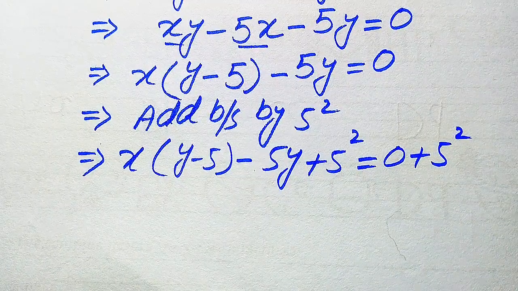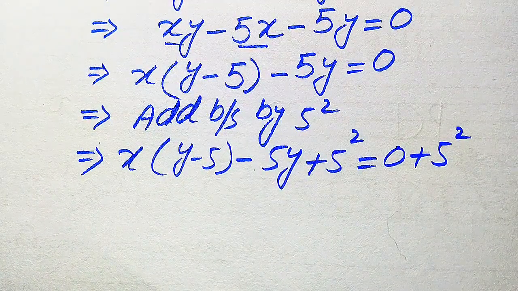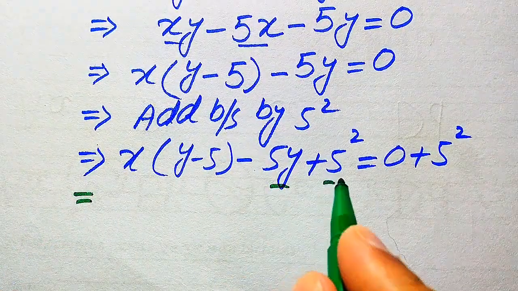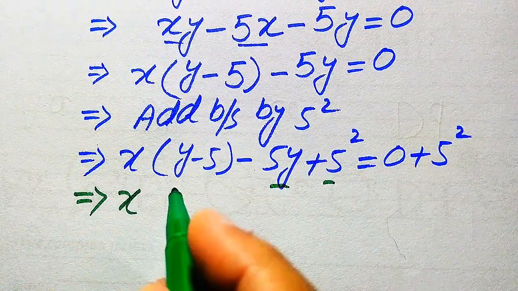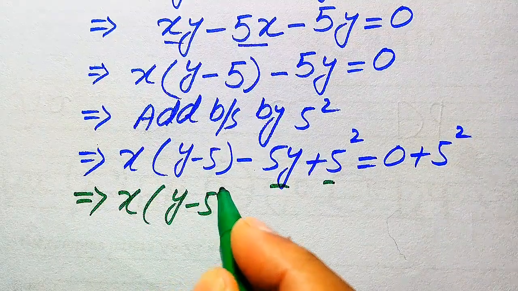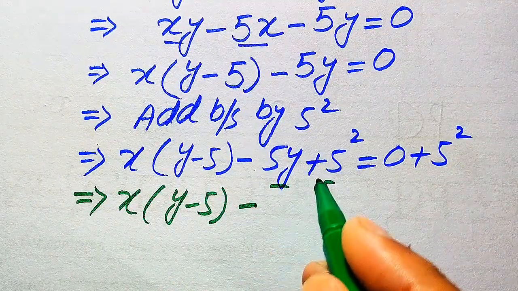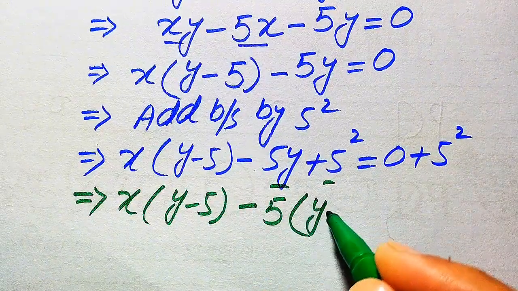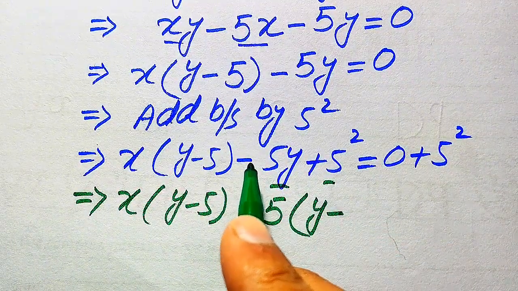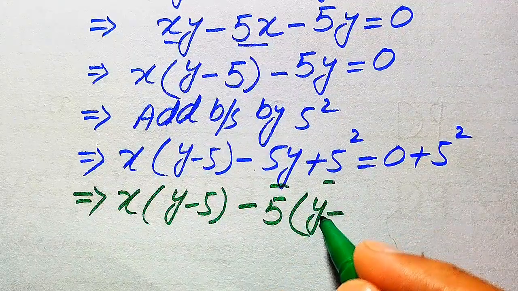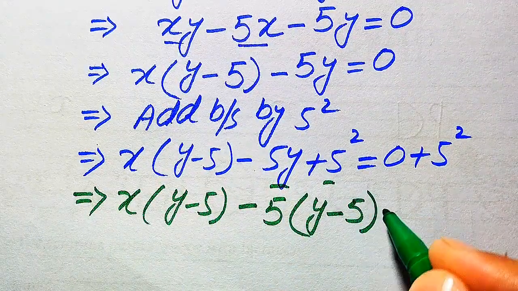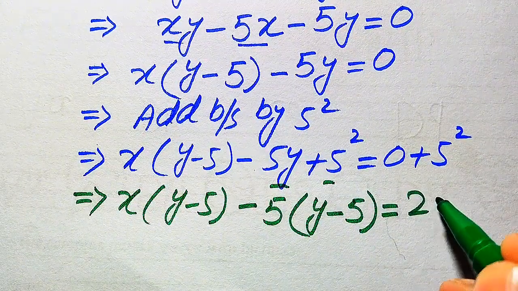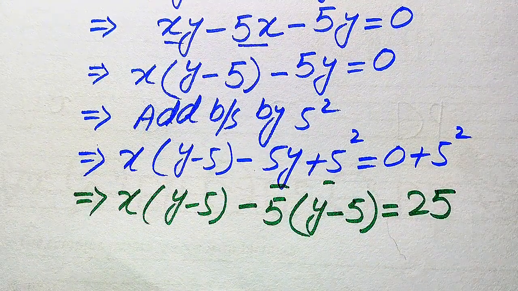Okay, so further in the next step, we need to take common 5 from both of these two terms, and it becomes x into y minus 5, and when we take common minus 5 from both of these two values, it becomes 5 times y, because here we take the negative sign also, so that we get y minus 5, and this whole equation is equal to 0 plus 5 square, and 5 square becomes 25.